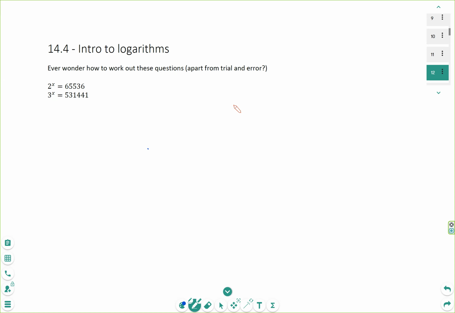You will see why. So, do you ever wonder how to work out these questions apart from trial and error? I'll let you have a go. Okay, put in the calculator, try and error, work out the value of x. See if you work it out in 10 seconds. I'm not going to pause for 10 seconds. So, if you try it, you should get x equals to 16 for the first one. Yep, 16.